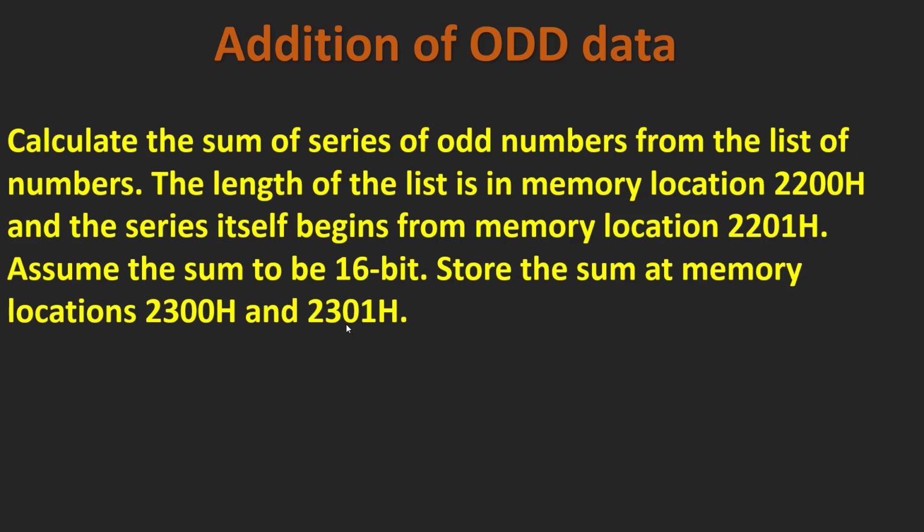In this program we have to add the odd numbers, not the even, and the sum will be 16-bit. So we may even get a carry, so we must keep track of the carry, and the data, and then the sum would be 16-bit. So let us do this program. It will of course follow the same thing, just a few steps are different.